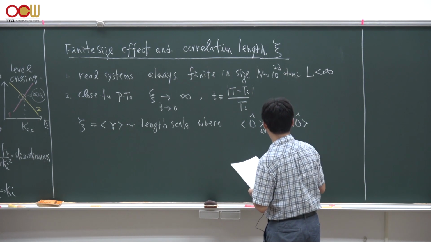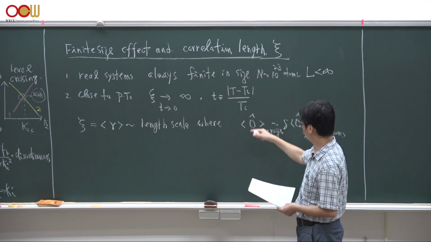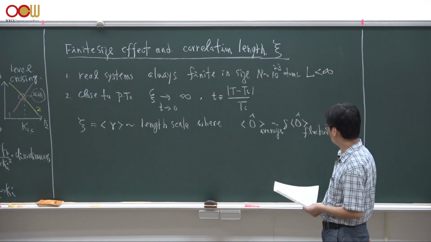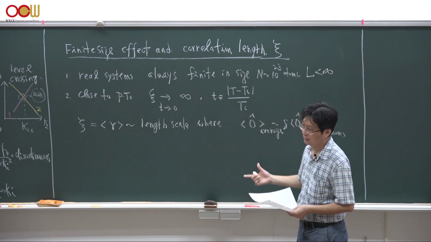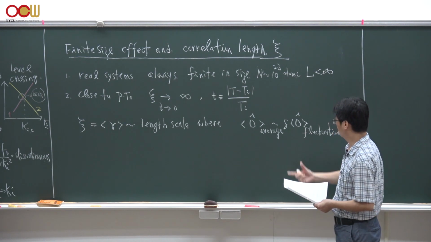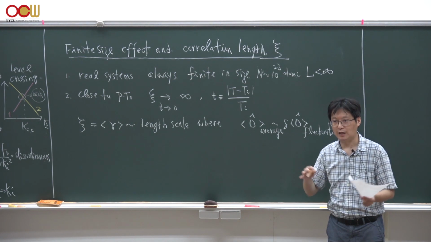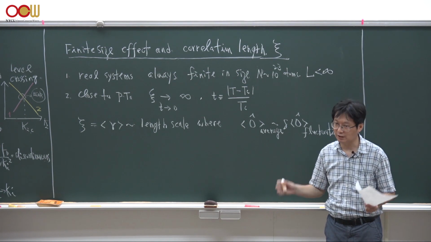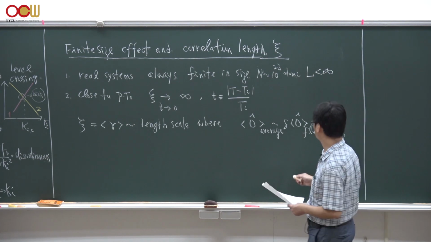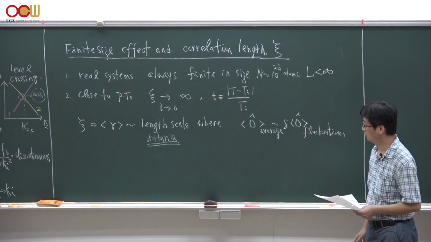So delta O, this observable O, refers to the fluctuations, and average O refers to the average value of this measurable quantity O. And if the average value of such a measurable quantity is approximately the same as the fluctuations, namely we cannot distinguish between the actual size of the average of this measurable quantity and the fluctuations of that quantity, then we define the distance or length scale, where these two quantities are comparable to each other, the correlation length.